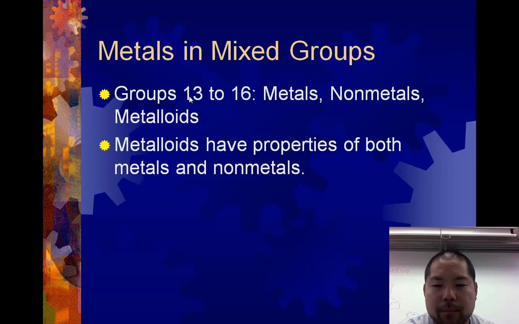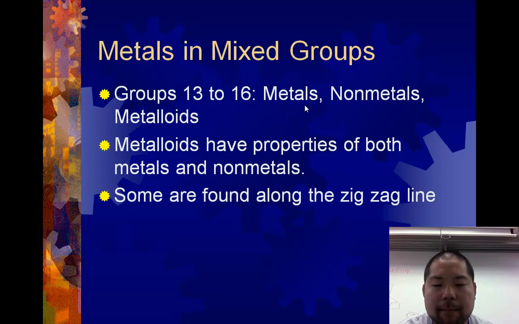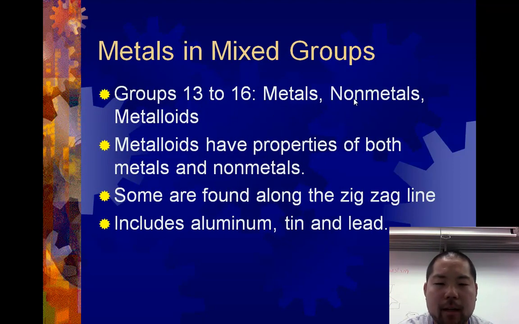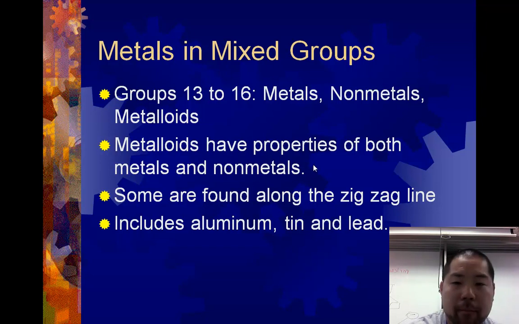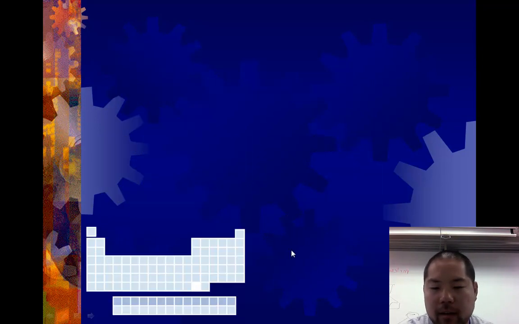Metals in the mixed group are families 13 to 16. They're in the mixed group because they have metals, nonmetals, and metalloids mixed in. Metalloids are elements that sit on the zigzag line, and they have properties of both metals and nonmetals. So they have luster, but they may lack malleability. Because of their behavior, they sit on the zigzag line between metals and nonmetals. So they're sort of like a hybrid. Some of the metals include aluminum, tin, and lead, and they are metals themselves.